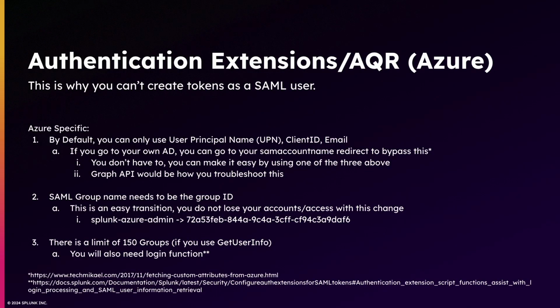And also, you do have a limit of 150 groups if you use get user info. You can go above that. Oh, this is also including nested groups. So if somebody's in a parent group and it gets all of these permissions, it's going to cap out at 150.